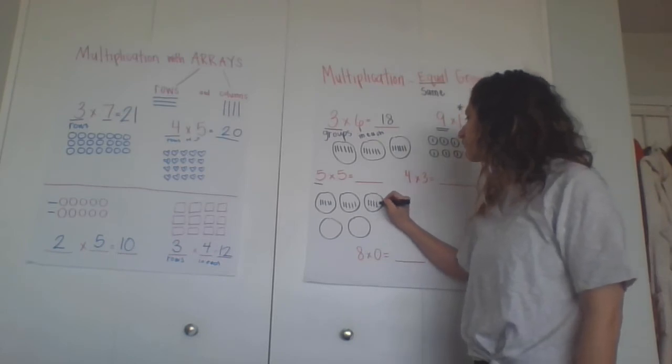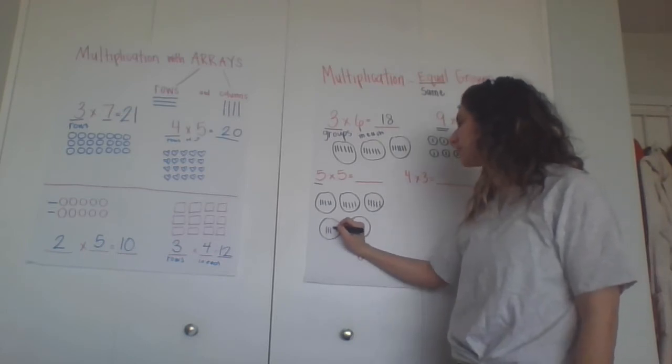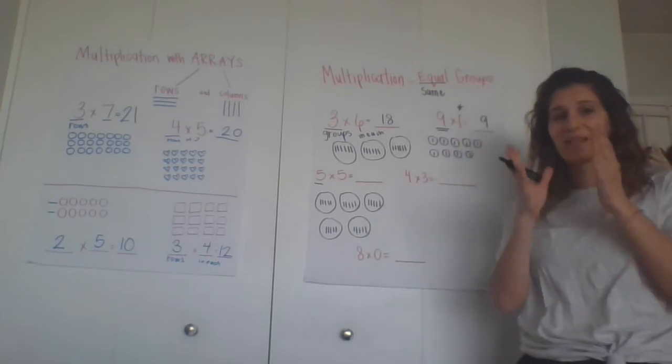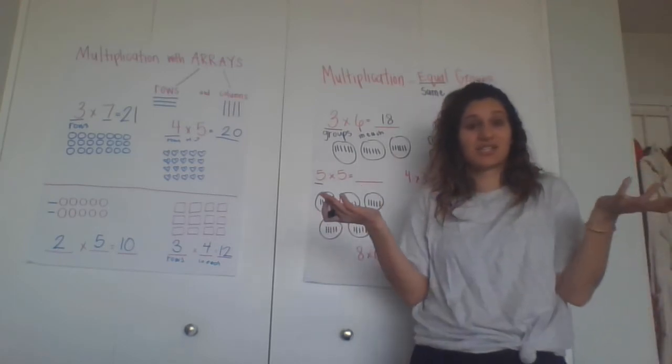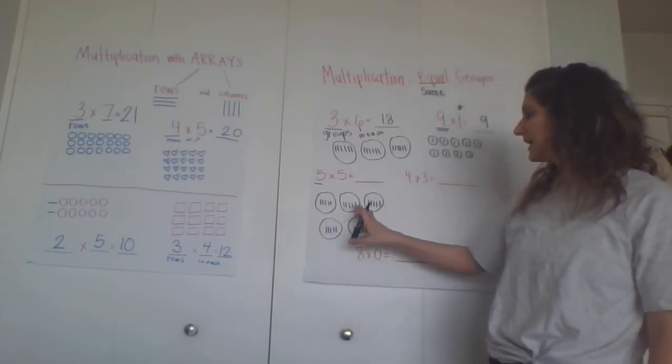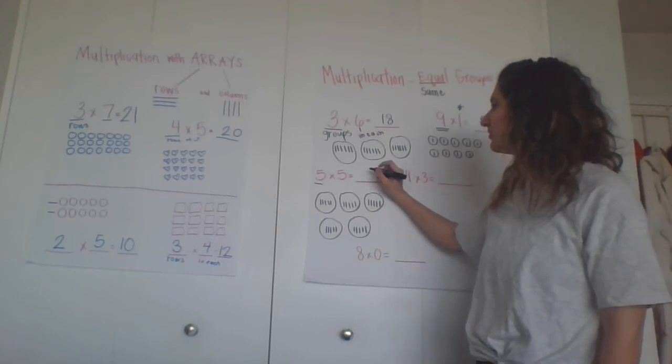I'll put 5 in each of the remaining groups. I mentioned this last time. I love multiplying by 5s because I just get to count by 5, right? So count with me. 5, 10, 15, 20, 25.